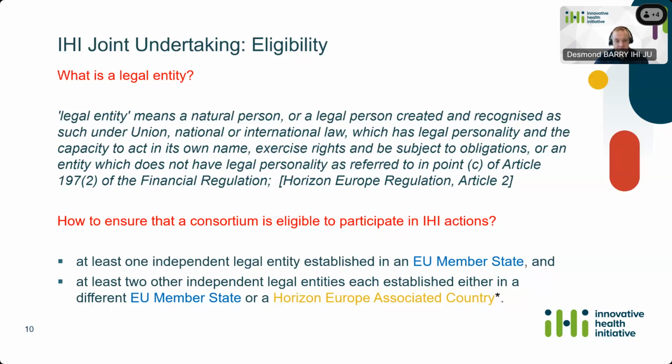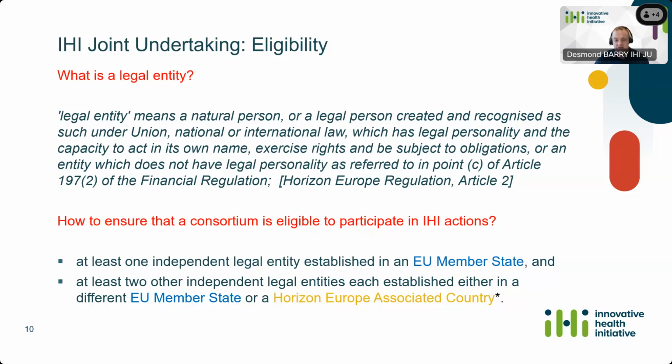So as you can see at the bottom here, we basically say how to ensure that a consortium is eligible to participate in IHI actions. It's the rule of three. We need one independent legal entity which is established in an EU member state, and then we need at least two other independent legal entities, each established in a different EU member state or Horizon Europe associated country.